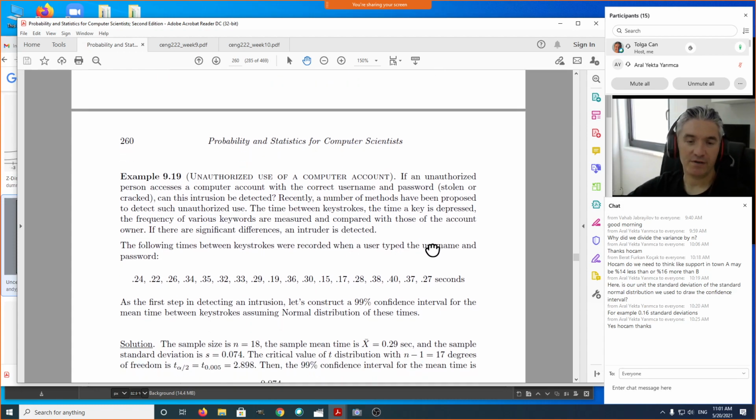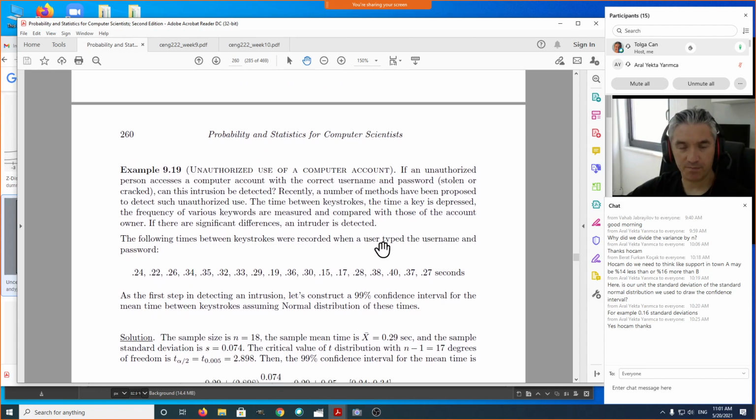Okay, so here are data for some typical particular user. These are the keystrokes that the user himself or herself recorded when entering their password. So these are the times, in seconds, between two key presses. Now, as a first step in detecting intrusion, let's construct a 99% confidence interval for the mean time between keystrokes, assuming normal distribution of these times.